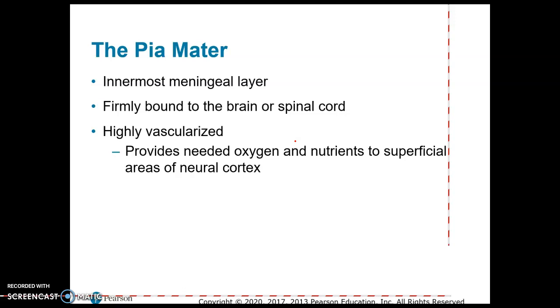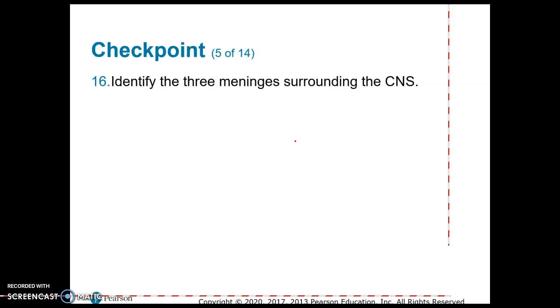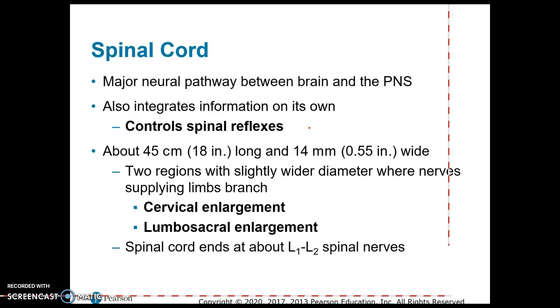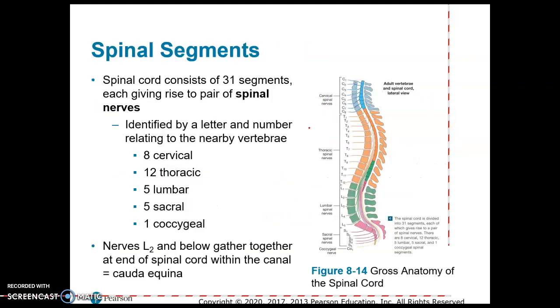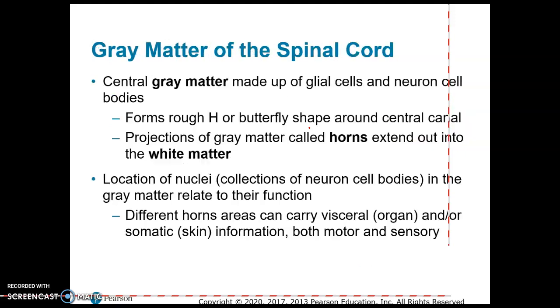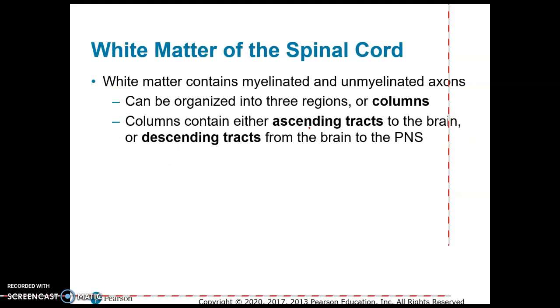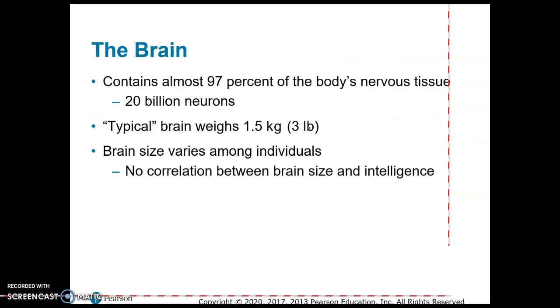And then the pia mater is the innermost layer. And this just says identify the 3 meninges surrounding the central nervous system: dura mater, arachnoid, and pia mater. The pia mater is the layer that actually contacts the brain or spinal cord, and the dura mater is on the outside. Okay, I'm going to skip some stuff here because you don't have to know it all.